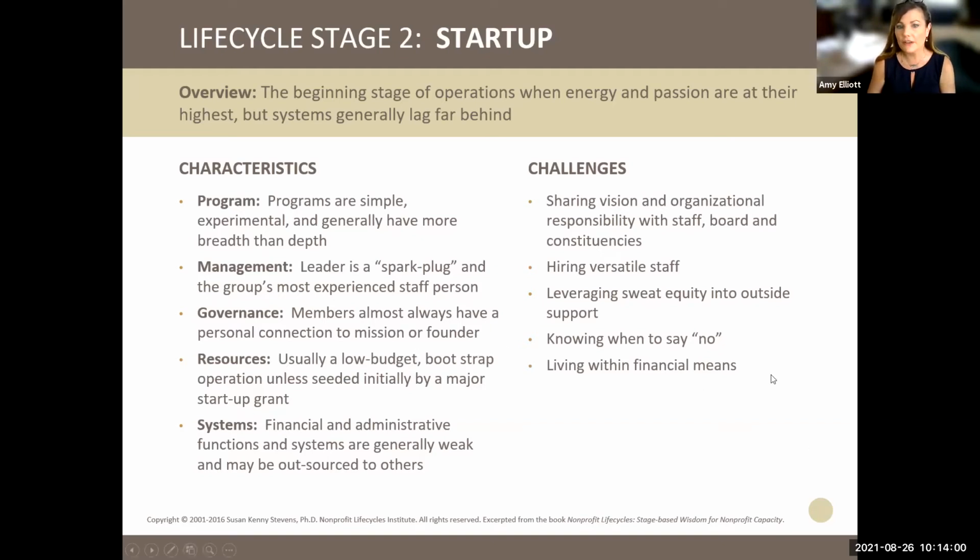And then living within financial means. A lot of times we find this spark plug or this small group of board members contributing to the bottom line and giving of their own funds and to make things start and to make things work. Very typical.